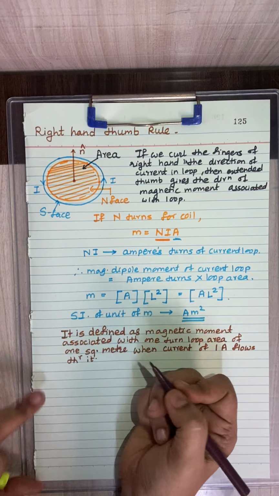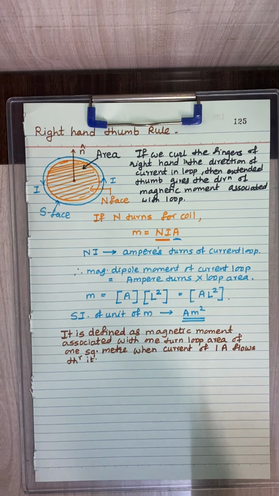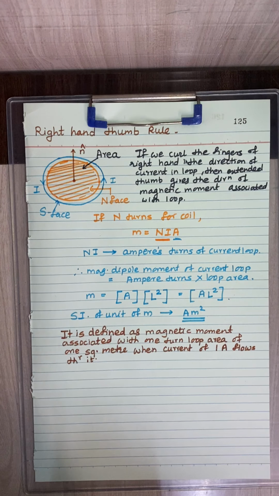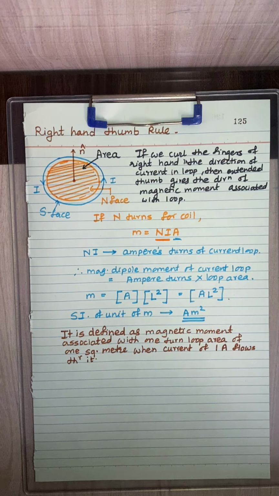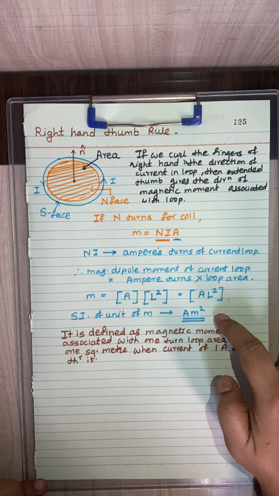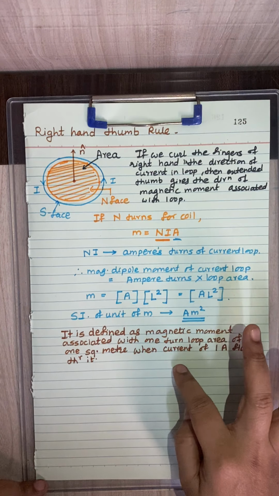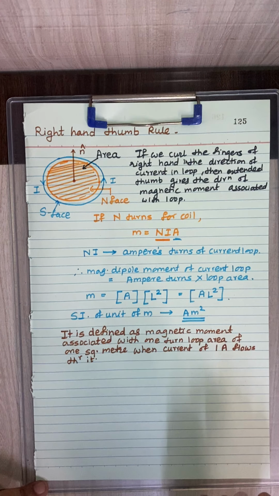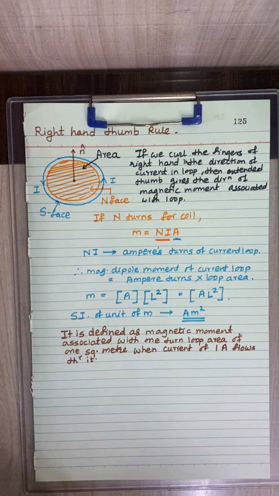So in this way we have calculated how to find the magnetic dipole moment of a circular current carrying loop, what the dimension of that particular quantity is, and what the unit of this quantity is, which is called the magnetic dipole moment.